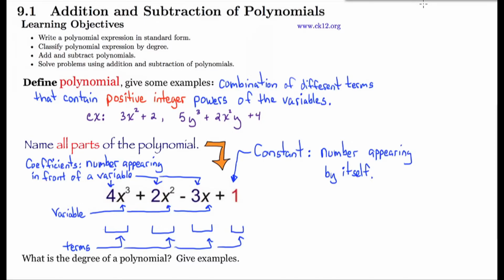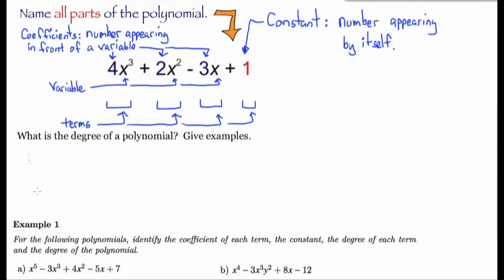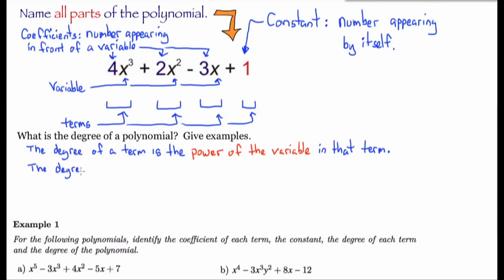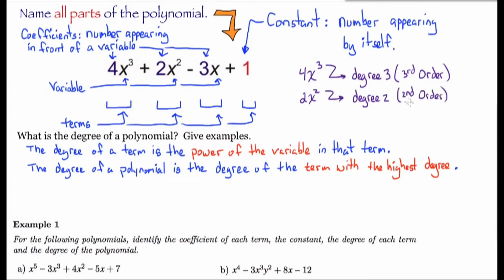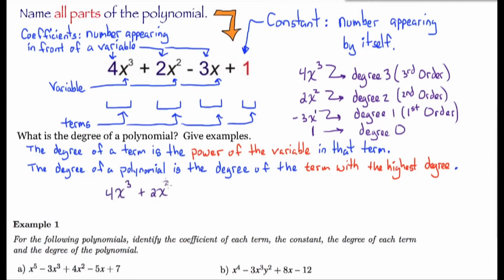What is the degree of a polynomial? Give examples. The degree of a term is the power of the variable in that term. The degree of a polynomial is the degree of the term with the highest degree. 4x cubed is degree 3, or the third order. 2x squared is degree 2. Negative 3x is degree 1. And 1 has degree 0.